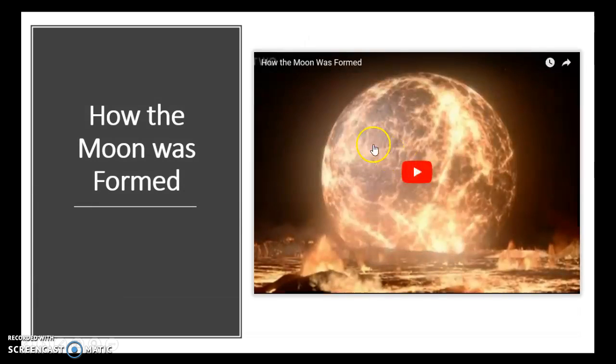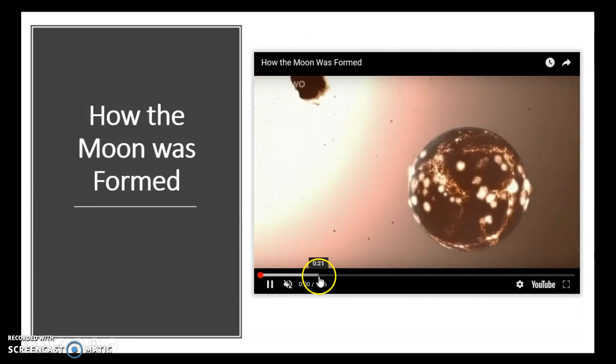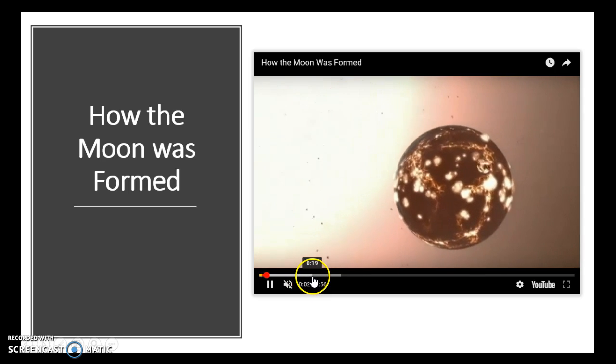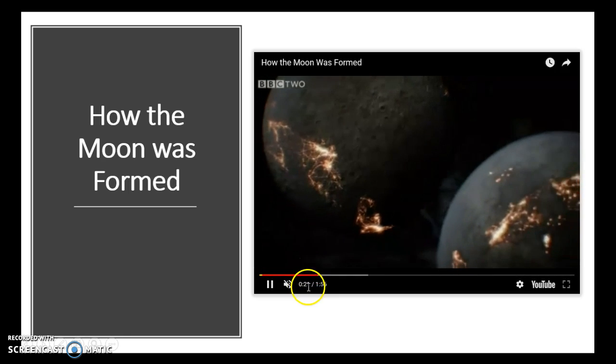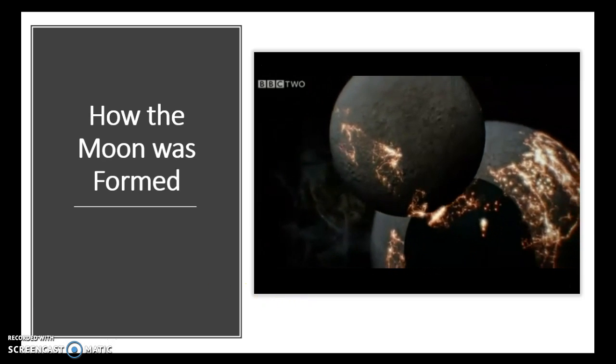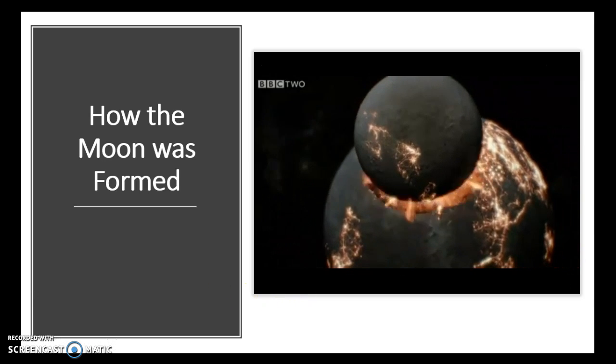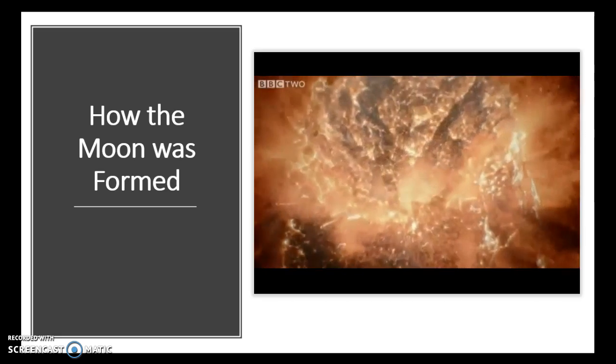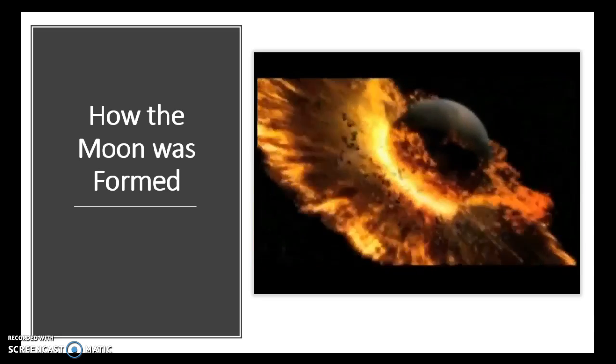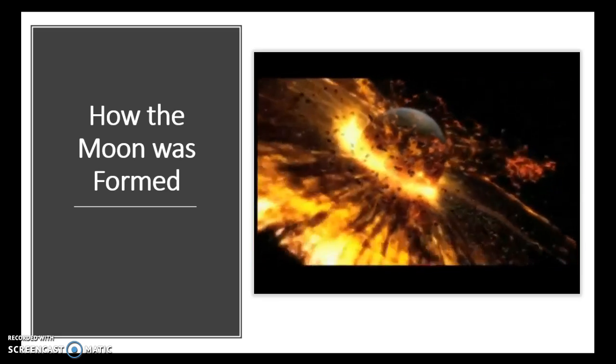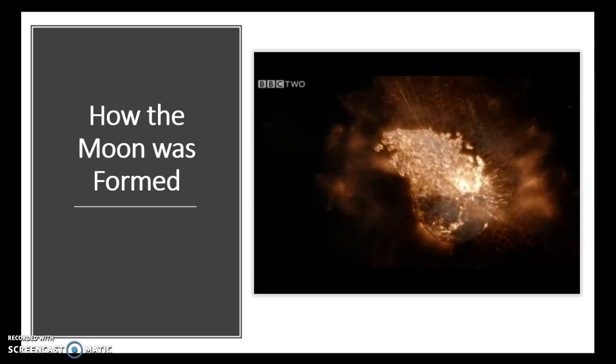So for how the moon was formed, I found this really awesome video here. I'm going to fast forward just a bit. So the leading theory of how the moon was formed includes this Mars-sized body that collided with Earth. Now this collision happened about 4.5 billion years ago.